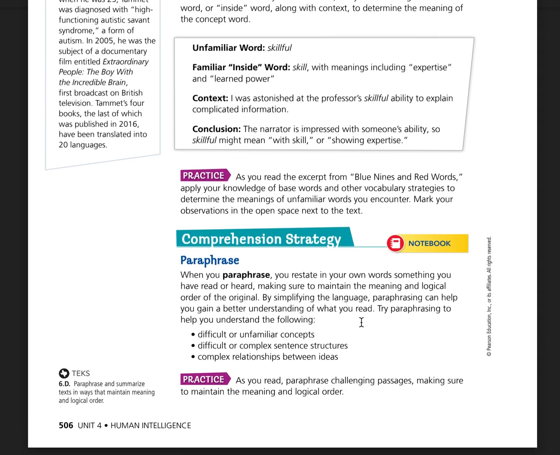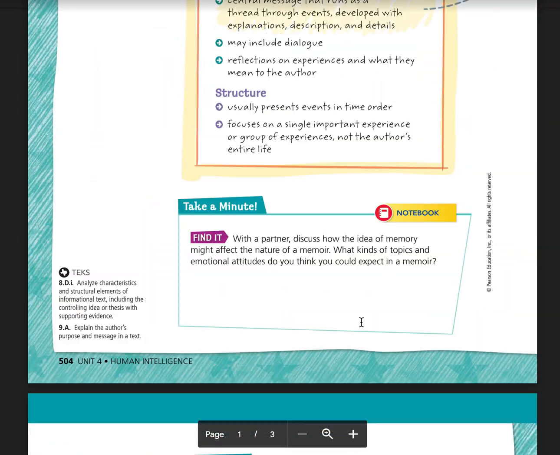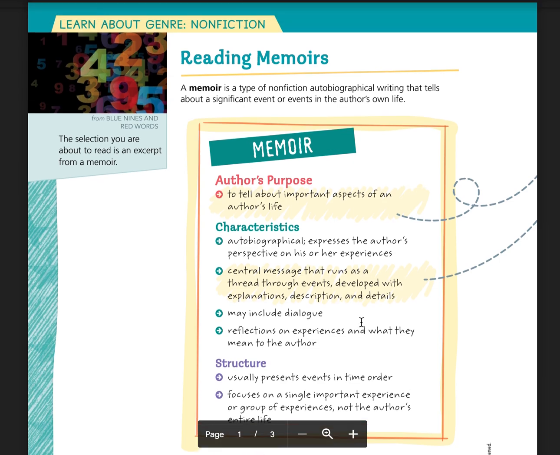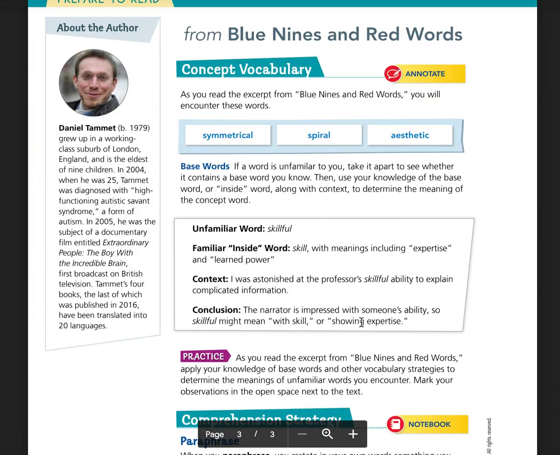All right, guys, so that's just a little pre-reading summary before you get started. I really hope that you enjoy reading this memoir about this autistic man, Daniel Tammet.